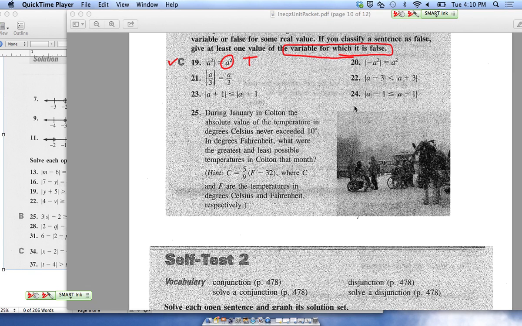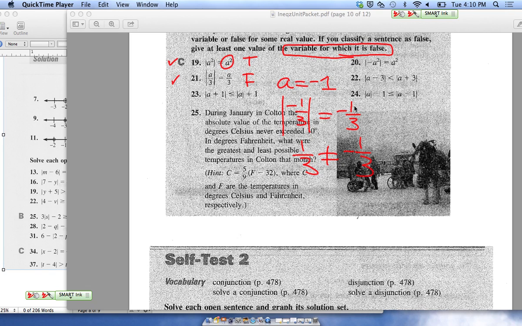Now, if you can find one argument that makes a statement false, then you have to claim that the entire statement is false. So number 21, the absolute value of a over 3, does that equal a over 3 outside of the absolute value symbols? And that is a false statement. So I will just go with the example. What happens if a is negative 1? I would have the absolute value of negative 1/3, setting that equal to negative 1/3. Well, the absolute value of negative 1/3 would be 1/3, but that does not equal negative 1/3.